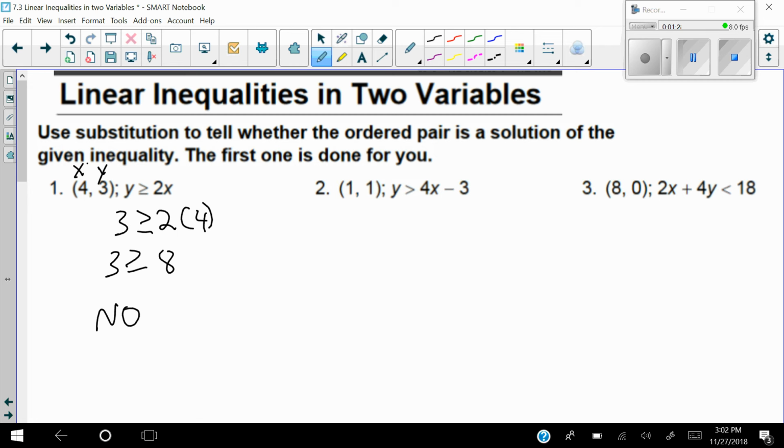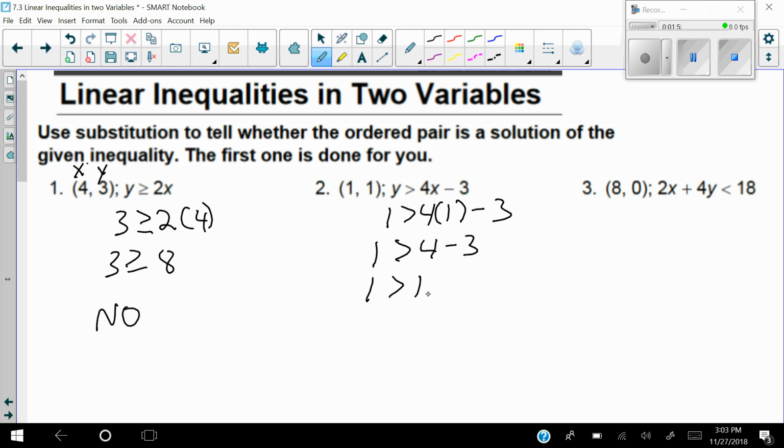All right, so let's take a look at number 2. Number 2, we're going to plug in these values again. So for Y, we're going to plug in 1 greater than 4 times X, which is also 1, minus 3. All right, so now I have 1 is greater than 4 times 1, which is 4, minus 3. And then I have 1 is greater than 4 minus 3, which is 1.